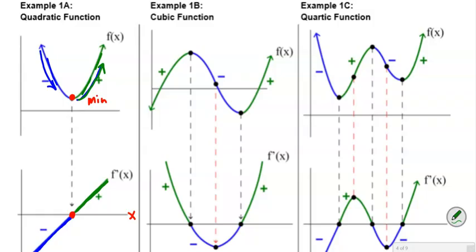So now, if we look over here at our cubic function, this time notice we have a max right there, and we have a min right there, right? And by the way, this would be a point of inflection, right? So we're going to talk about that in a second, too.